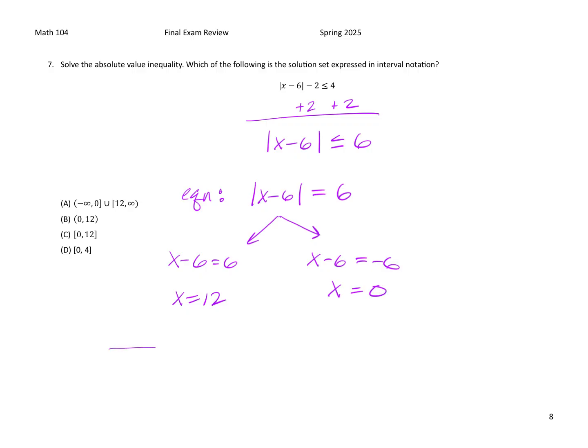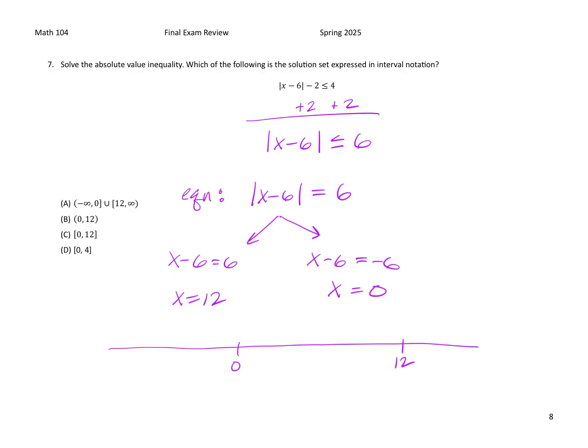And then I look at a number line, put those solutions on there. I've got 0 and 12. And when I'm solving an inequality, the answer is either going to be the values in between or the values outside. So when you're solving a less than inequality, it's going to be the numbers in between the two solutions to the equation. Okay, if it was a greater than, it would be the numbers outside.